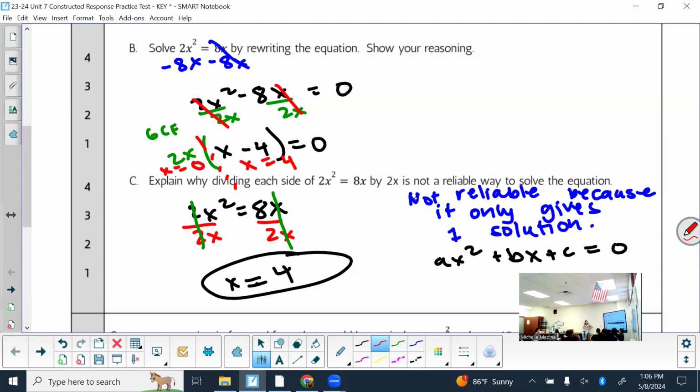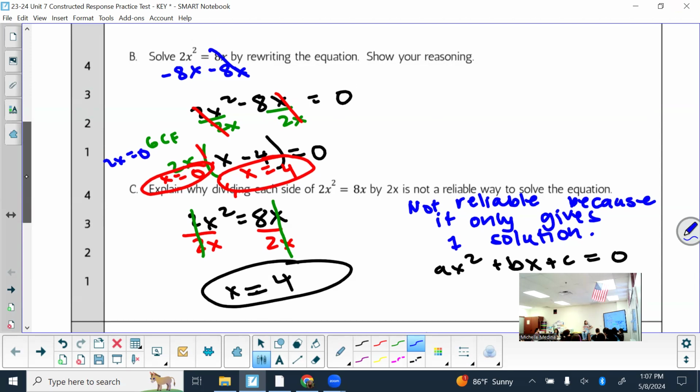So that's why the way they're doing it is unreliable, because it only gives me the one solution. So yes, you have to know how to find both in part B. Questions on that? What property is it when we factor and it's set equal to 0? What do we call that property? Why can we solve it this way, setting each factor equal to 0 and solving? The zero product property. Might want to mention that in part A.